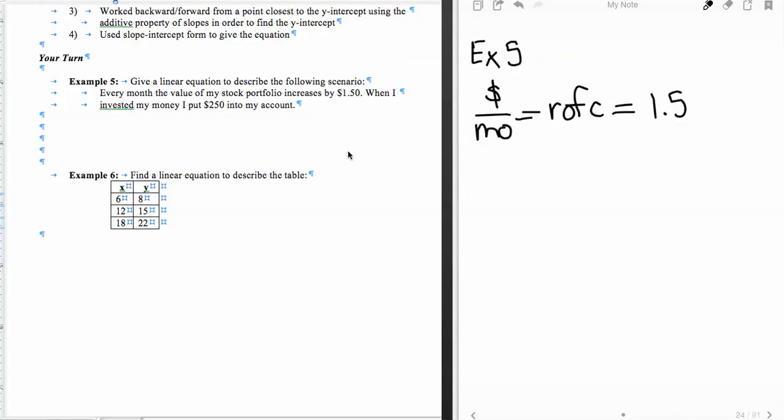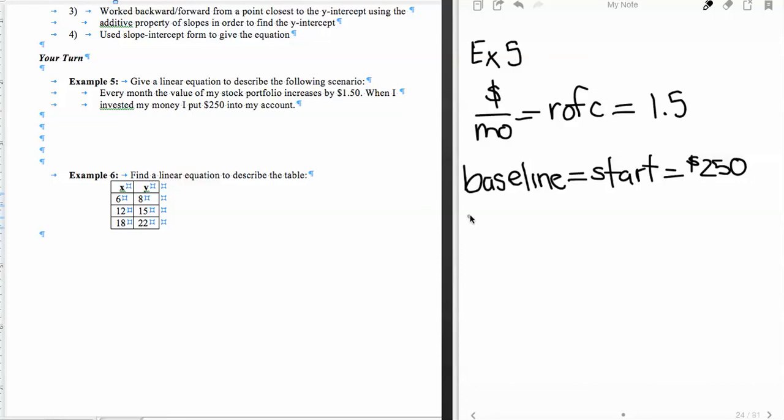Then it goes on to say, when I invested my money, I put $250 into my account. Well, when I start, that's another way of saying baseline, right? The start. When the amount of independent was 0, the dependent was this. Well, 0 is in months, right? 0 months, that's when I started. So the baseline, the start here, is going to be 250. And we see that the 250 is, of course, in the units of the dependent variable that we see in the numerator of our rate of change.